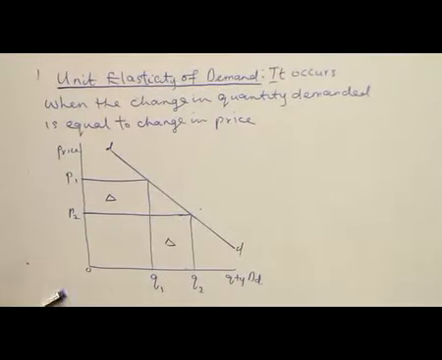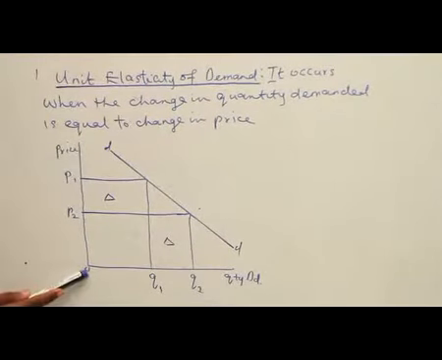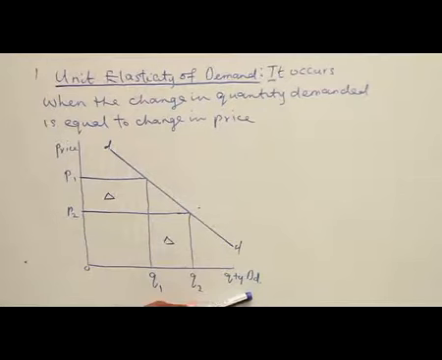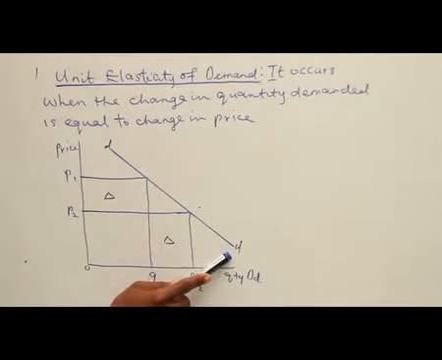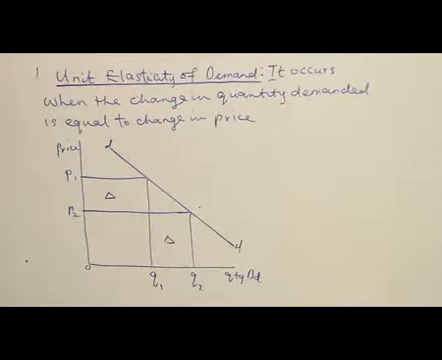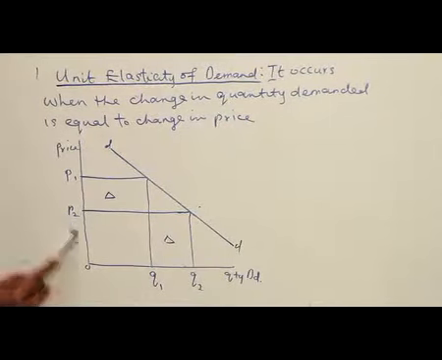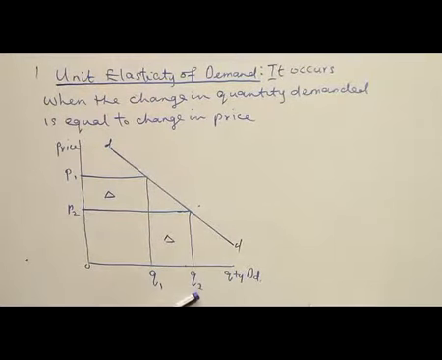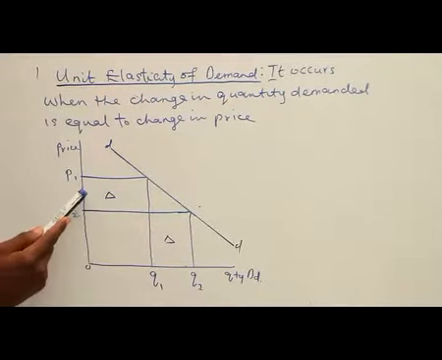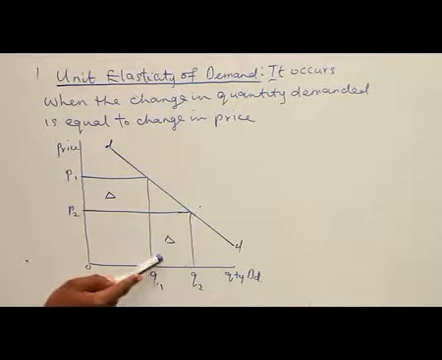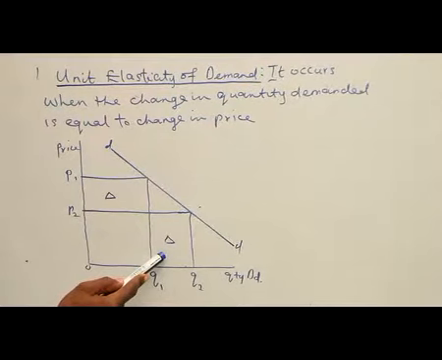From the graph before us, this is the price axis, this is the quantity axis, and this is the demand curve that we understand to be downward sloping. The change from P1 to P2 is equal to the change from Q1 to Q2. That is what makes it unit elasticity of demand. If 50% is a change in price, then definitely there is also a 50% change in quantity demanded. That's what we call unit elasticity of demand.